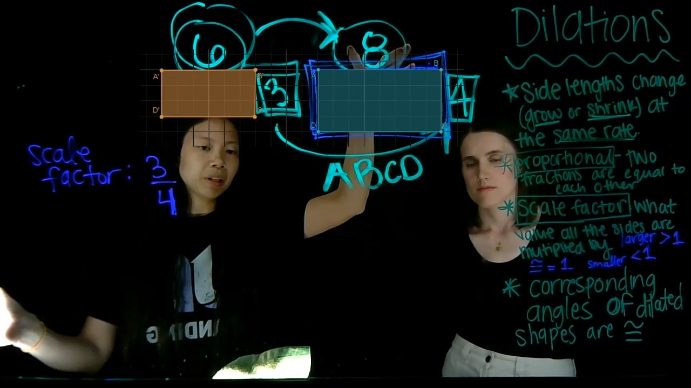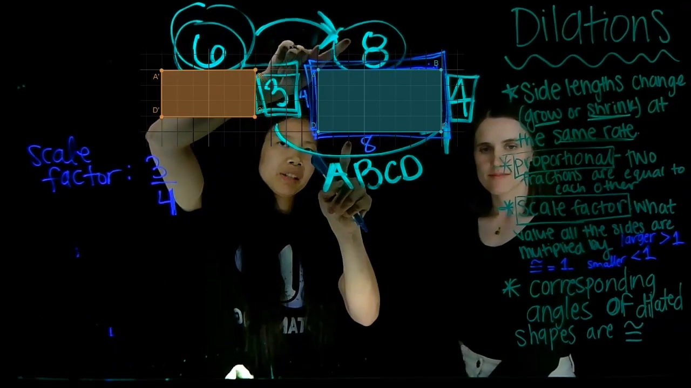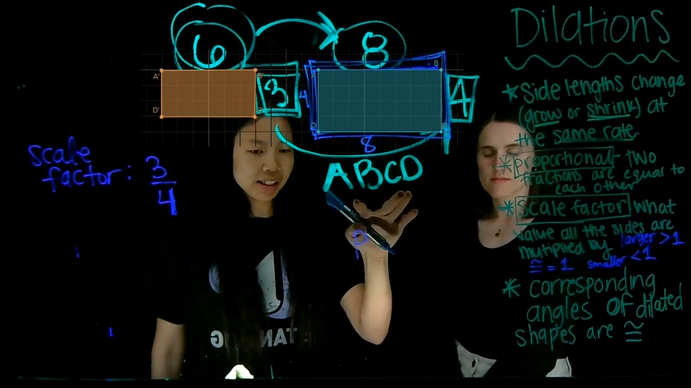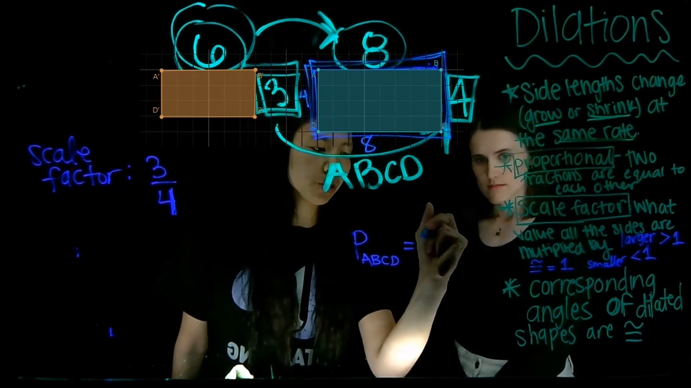So it's 8 up here, 4 here. Since it's a rectangle, we know it's going to be 4 over here and 8 over here. 8 plus 4 plus 4 plus 8 gives us 24. So we would say the perimeter for ABCD, which I'm going to write as a subscript here so we remember which one it is, is equal to 24 units.